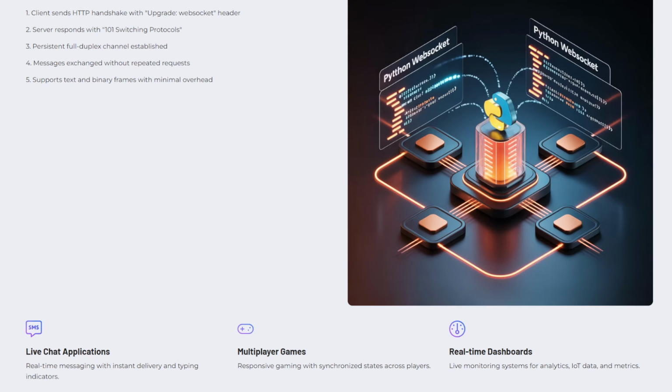Live chat applications, for example, which fall under the SMS category, have real-time messaging with instant delivery and typing indicators. We also have multiplayer games, with responsive gaming and synchronized states across players. Another example is real-time dashboards with live monitoring systems for analytics, Internet of Things data, and also metrics.